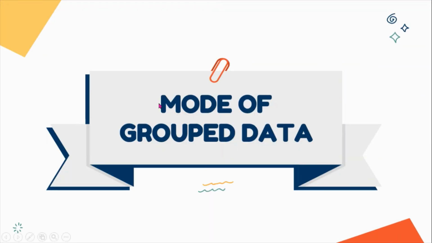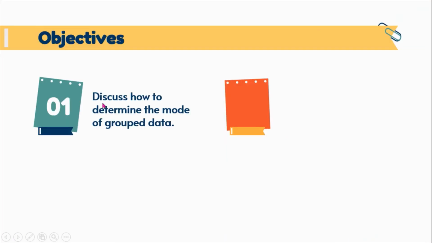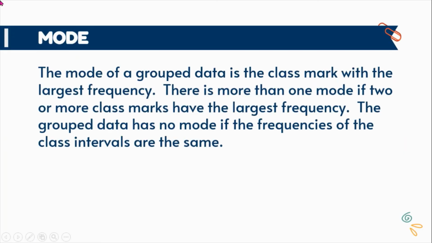So now let's discuss the mode of group data. In this lesson, we are going to discuss how to determine the mode of group data. So what is mode? The mode of group data is the class mark with the largest frequency. There is more than one mode if two or more class marks have the largest frequency. So there can be more than one mode.